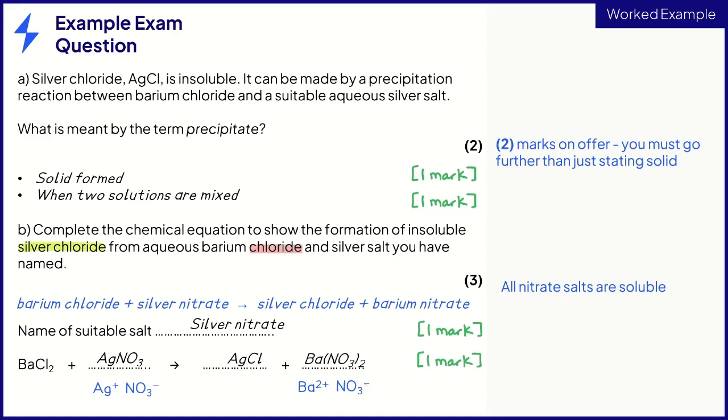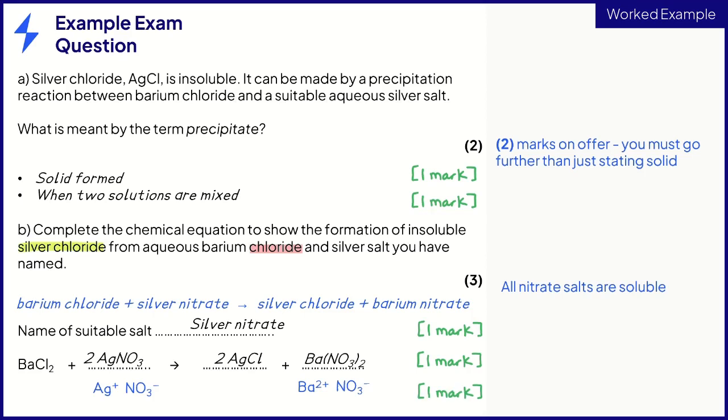You need to place a 2 in front of silver nitrate, due to the fact there are 2 nitrate ions in barium nitrate, and then a 2 in front of silver chloride to balance the silver atoms. There is 1 mark for the formulae and 1 mark for the correct balancing.